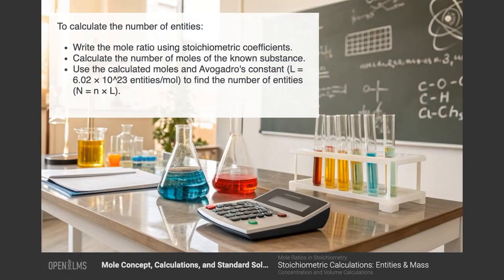To calculate the number of entities, write the mole ratio using stoichiometric coefficients. Calculate the number of moles of the known substance. Use the calculated moles and Avogadro's constant, L equals 6.02 × 10^23 entities per mole, to find the number of entities, N equals nL.